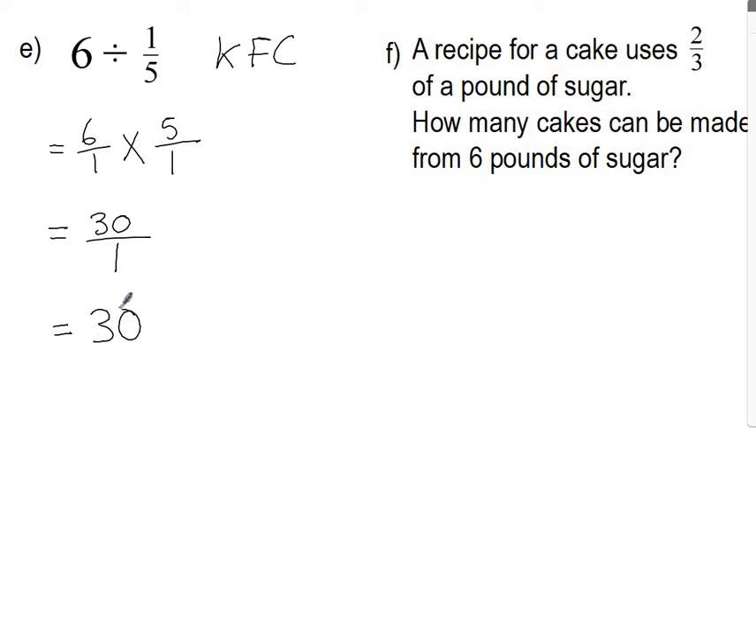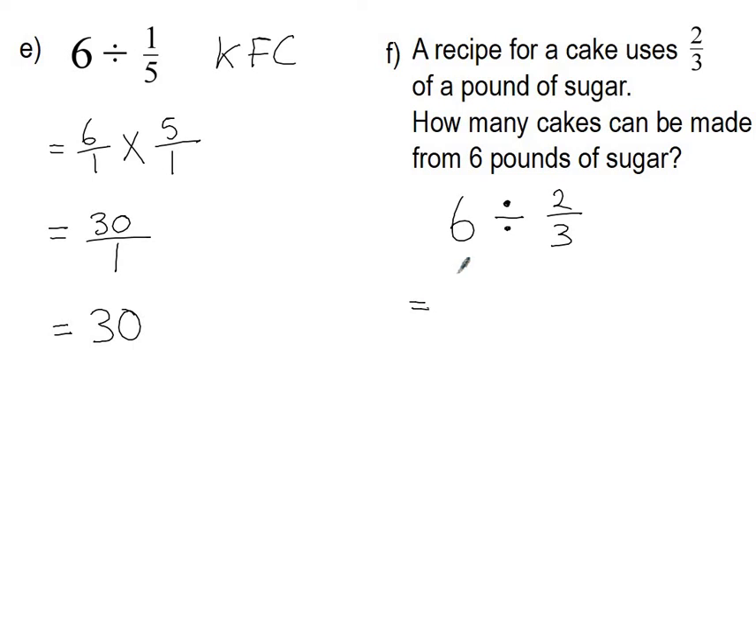Okay. Let's look at F. A recipe for a cake uses 2/3 of a pound of sugar. How many cakes can be made from 6 pounds of sugar? So what we are wondering here is how many 2/3 go in to 6. Okay, how many 2/3 of a pound are there in 6 pounds? So that means we will be dividing. Okay, so here then, same as what we've done before, dividing fractions.